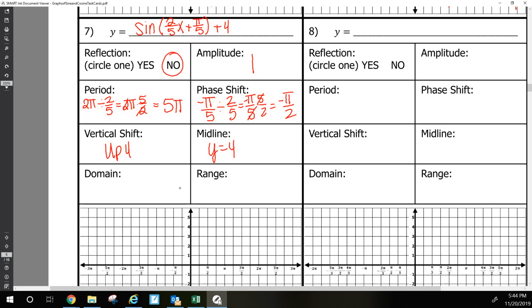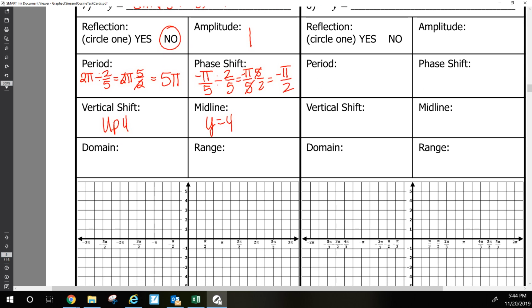All right, this is a sine function. Remember, your sine function is going to start at your midline, go up, back to the midline, go down, back to the midline. Our midline for this one is at 4, so let's draw that in. And we shifted to the left pi over 2, so my starting point is going to be on the midline at -pi over 2. Amplitude's only 1, so we're going up 1.